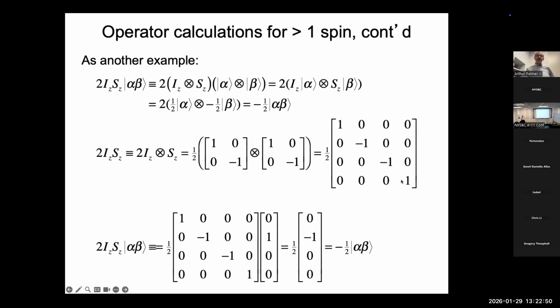So this is something else. This says we take the population of the alpha-alpha state plus the population of the beta-beta state and subtract the population of the alpha-beta state and the population of the beta-alpha state. So this is something new. We haven't seen it before. Obviously, it didn't exist when we just had 1 spin.